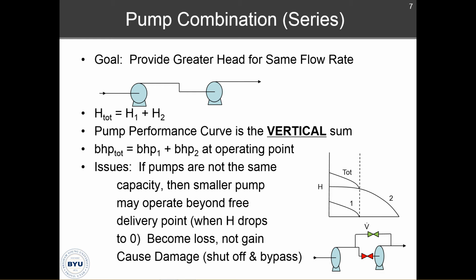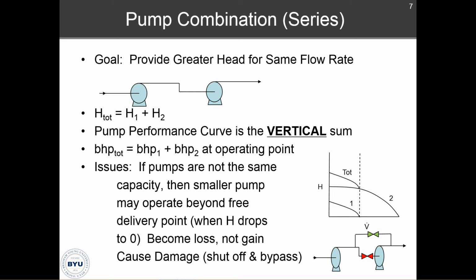Okay? So for pump combination in series, really the goal is to increase head for the same flow rate. Because these pumps are in series, you have to have the same flow rate in order to satisfy the continuity equation, or as you all know by now, the mass balance equation is the continuity equation. So in order to make sure that we're not accumulating mass, the flow rate has to be the same. So what the second pump does really is to add a greater head. So basically, these are additive. The total head will be equal to the head of the first pump plus the head of the second pump.